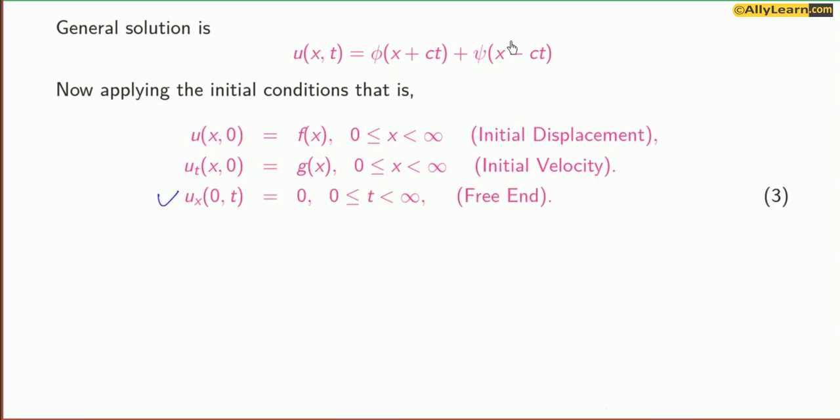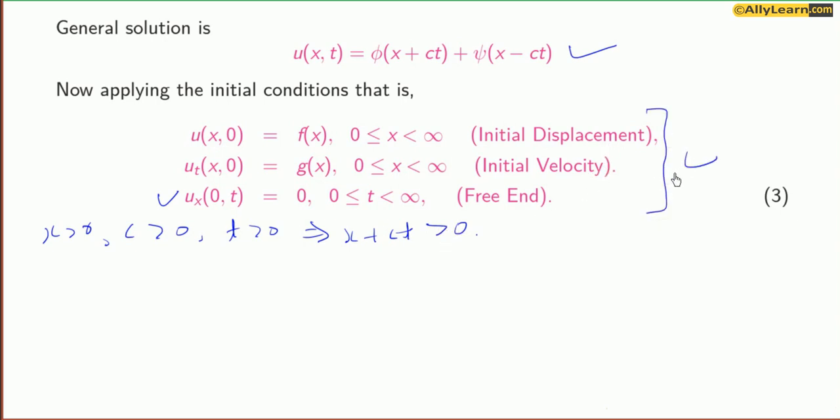Now friends, in this wave equation we have that x is positive, c is positive, as c is the velocity of the wave, and t is also positive. All these three imply that x plus ct will always be positive. The cases for x equals 0 and t equals 0 are discussed in these conditions. So here we have that x plus ct will always be positive as x, c and t are positive.